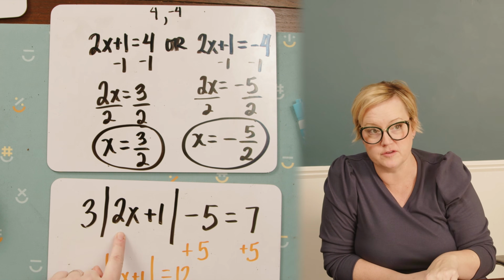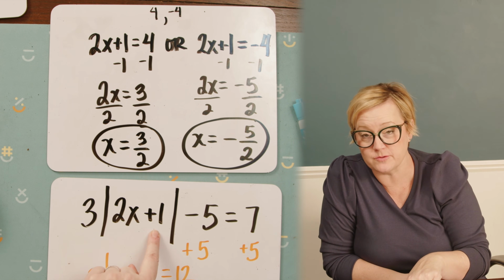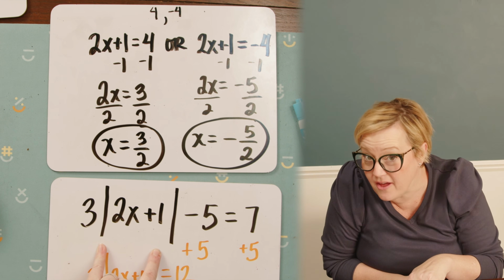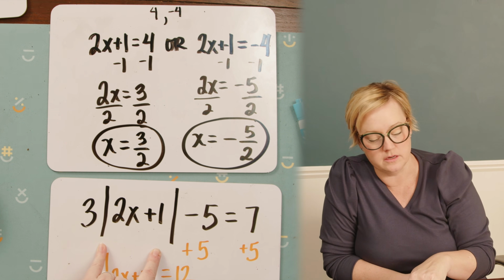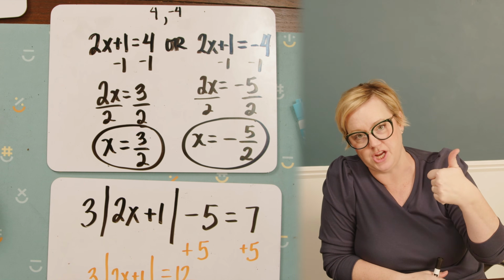Now -5 over 2. So -5 over 2 times 2 is -5. Okay, so that's -5. -5 plus 1 is -4. But the absolute value of -4 is 4. So 4 times 3 is 12. 12 minus 5 is 7. Check. That's mathed up.